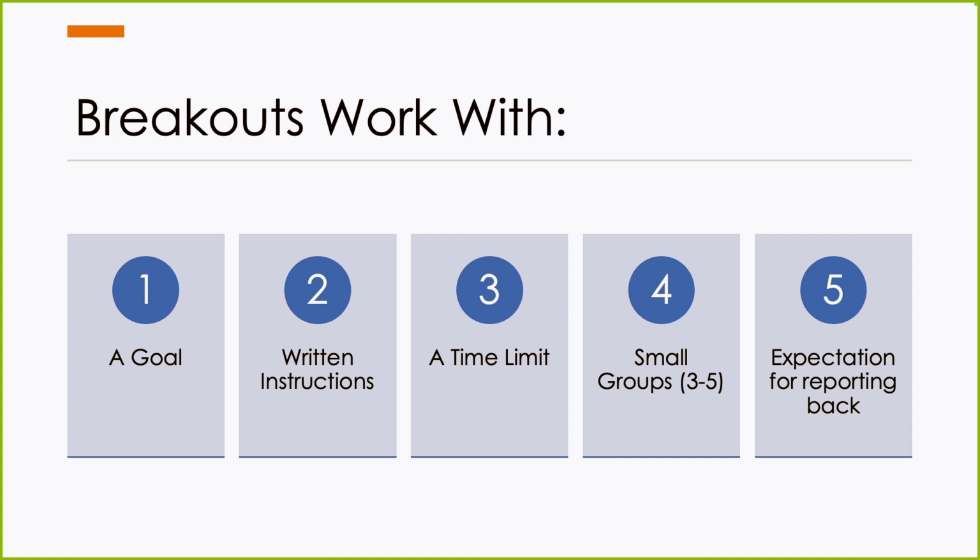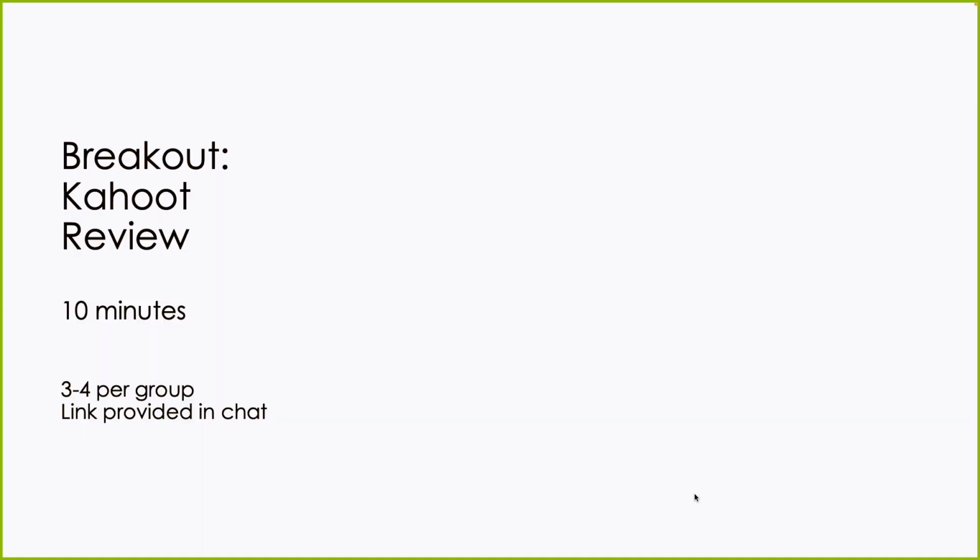So once you have set up the structure for the breakout room, think about those instructions that you're giving. And I wanted to show you an example of what they might look like. So this gives us the goal. They know they're going to do a Kahoot review, the time, the number of people in their group, and the direction that their link is going to be provided in chat. These help participants know what they're going to do. They help my producer know what she's setting up. And it's a good reminder for me sometimes as well.